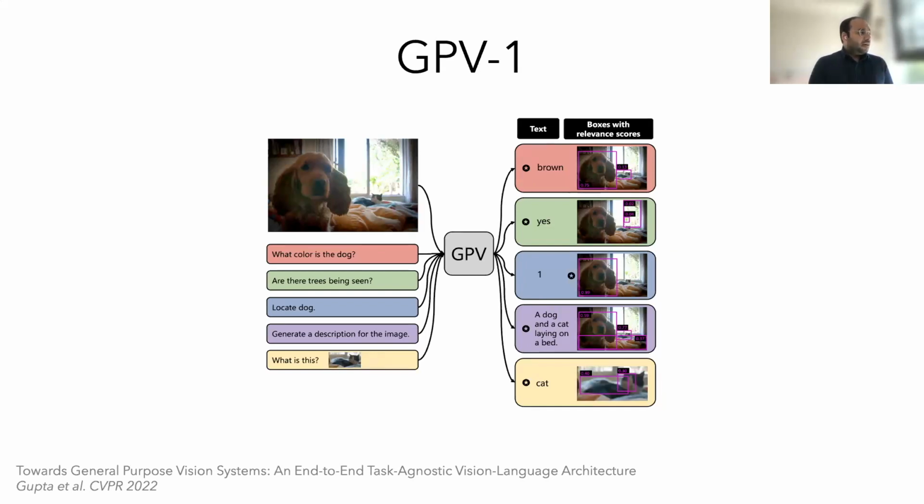So, for example, if the query is what color is the dog, the output text would be brown, but at the same time, a bounding box is produced. And as you can see, it correctly localizes the dog. If you say, are there trees being seen? Then the output is yes. And then the bounding box head produces detection for the tree in the background. If you say, locate the dog, then you do get the bounding box for the dog, but at the same time produces some text, even though at training time, the localization task did not have any supervision for text. And so on for captioning and classification.